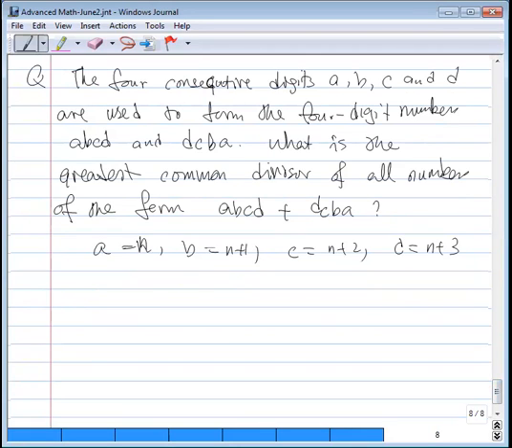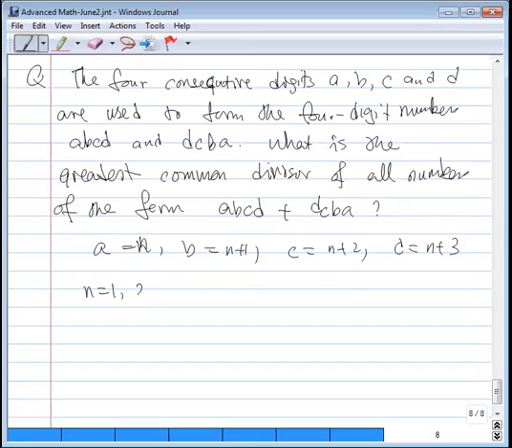So that's important. The smallest possible n could be 1, 2, 3, 4, I think 5 and 6. 6 is the largest possible value for n. So those are the possible choices, because those are digits, consecutive digits, and the largest digit for D is 9. So the question is, how do you figure out the greatest common divisor of all such numbers?